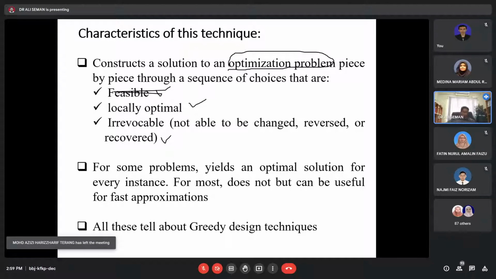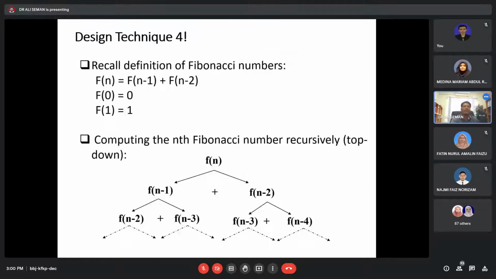Okay, clear? Any question? No questions yet. Can we move on to the next? Yes, sir. Okay. Next, design technique 4.